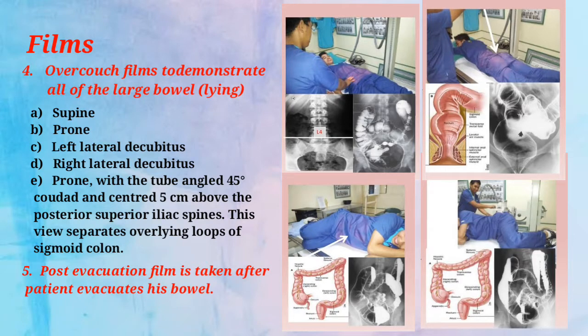Supine, prone, left lateral decubitus, right lateral decubitus, and prone with the tube angled 45 degrees caudad and centered 5 cm above the posterior superior iliac spines. This view separates overlying loops of sigmoid colon. A post-evacuation film is taken after the patient evacuates his bowel.